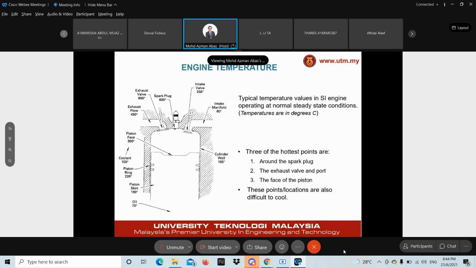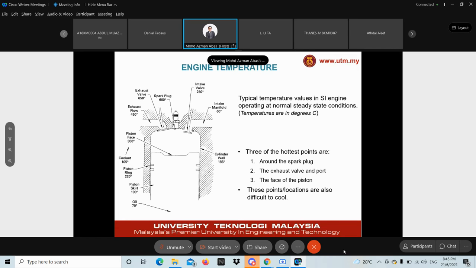So if you look into the breakdown on the temperature mapping in a combustion chamber, you can see that cylinder head has the highest temperature. It may reach between 600 to 1000 degrees. So these are typical temperature values in spark ignition engines operating at normal steady state conditions. The three hottest points are around the spark plugs, the exhaust valve and ports, and also the face of the piston. Okay, these point locations are also difficult to cool.